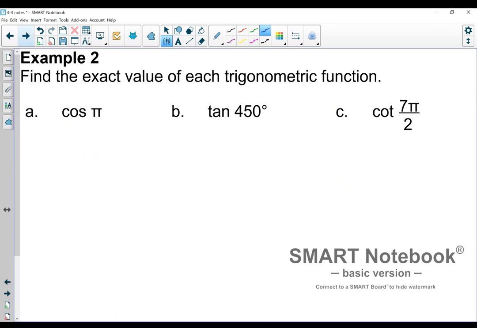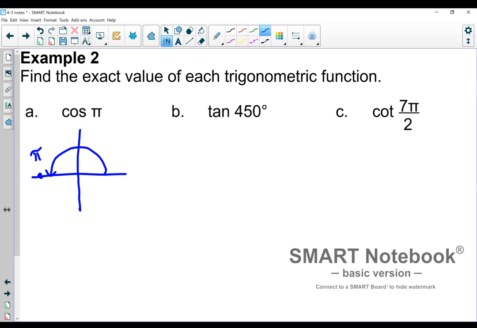All right, so for our next page, we are looking at some really unusual angles. The reason that these are unusual is that they are going to fall on our X or our Y axis. So theta, for example, cosine of pi, for example. Pi, we know all the way around our circle is 2 pi, and so pi is right over here to the left. So this would be that angle pi.